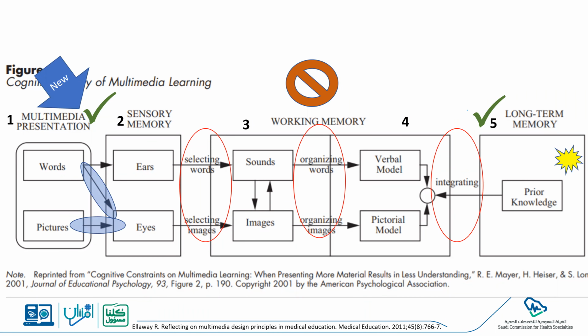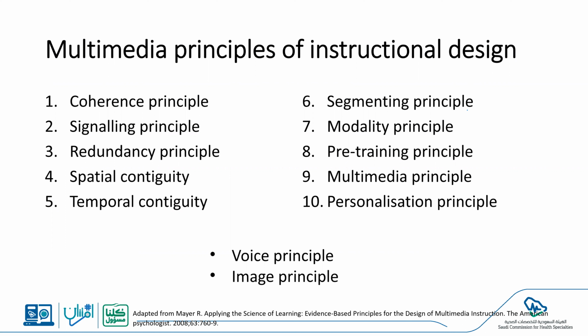So we're going to talk about the coherence principle, signaling, redundancy, spatial, temporal, segmentation, modality, pre-training, multimedia, personalization, and then there's the voice principle and image. Now, the voice and image principles are there, but they're not talked about a lot. But the voice is about how you hear your presenter speaking, as opposed to hearing a robotic or, let's say, an electronic version of a voice. And the image principle talks about when someone's giving a presentation, if you see the presenter while you're listening or seeing the multimedia, sometimes it distracts. So that's why it's better to have the presentation without seeing the speaker, as we're doing now.